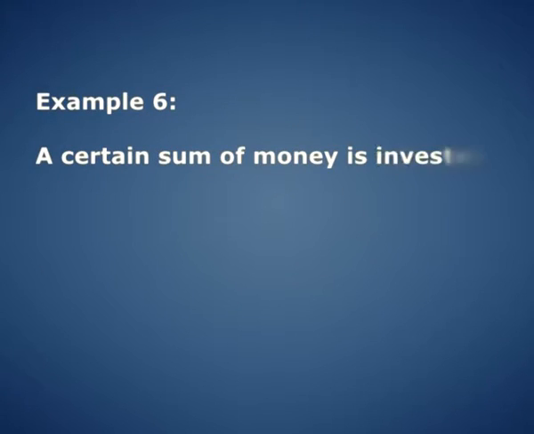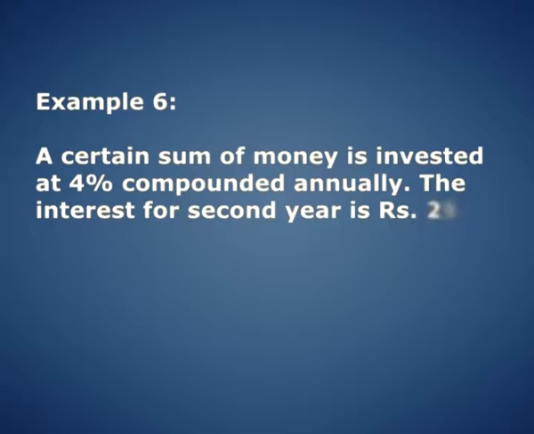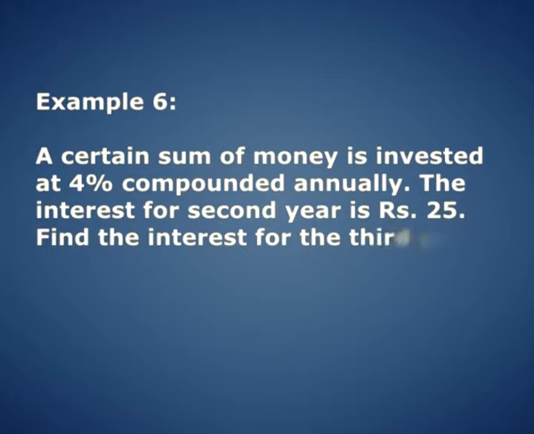A certain sum of money is invested at 4% compounded annually. The interest for the second year is rupees 25. Find the interest for the third year. There is another part of the question. Let's see the solution to the first part.